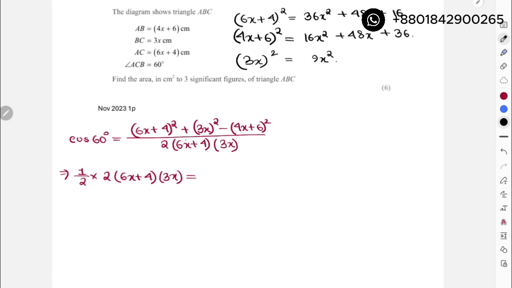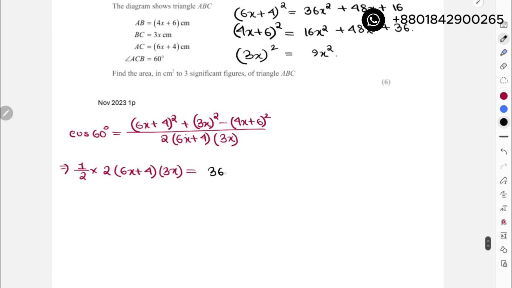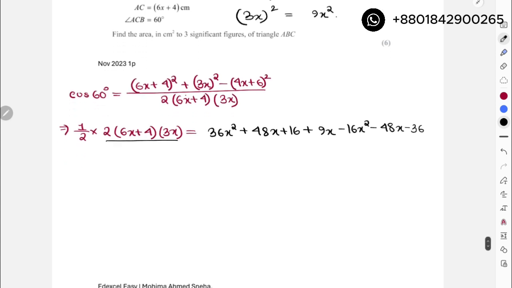This is just 9x square. So now again over here, what do you have? 6x plus 4 whole square, that gives you 36x square plus 48x plus 16, and then again 9x square, and everything over here is going to be negative because you have a minus sign in front of the 4x plus 6. That makes your 16x square negative, 48x negative, and 36 negative. After this, you have to multiply over here.